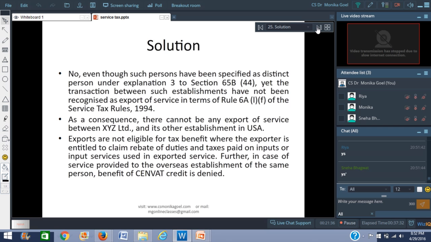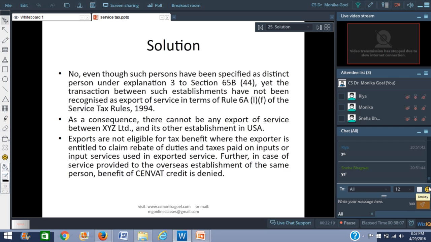So the answer is that even though such persons have been specified as distinct persons under Explanation 3 to Section 65B(44), which defines service, yet the transaction between such establishments has not been recognized as export of service in terms of Rule 6A(1)(f) of the Service Tax Rules, 1994. So, though they are distinct persons, the transaction between them is not recognized as an export of service under the rules. As a consequence, there cannot be any export of service between XYZ and its other establishment in USA.